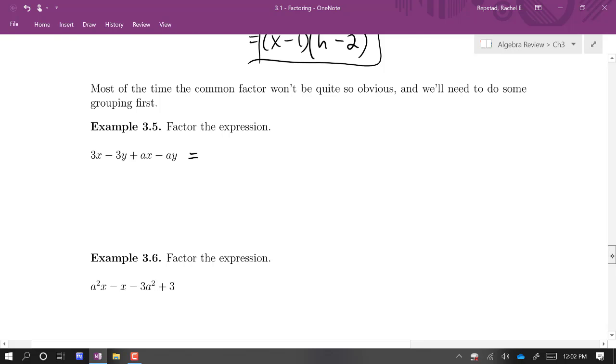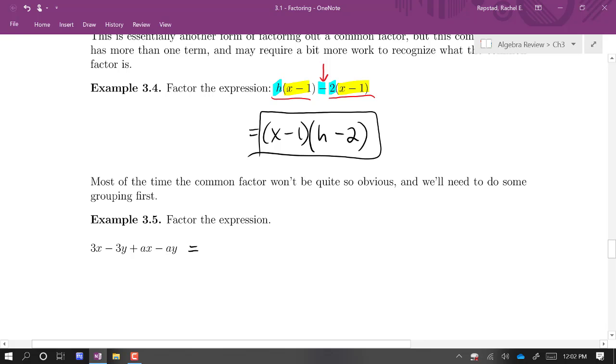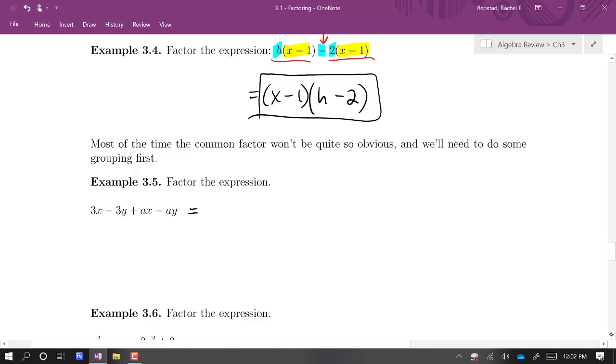So in that one, they kind of did some of the work for us in the beginning. We saw that we were subtracting a couple of products. In example 3.5, at first it looks like it's just 4 terms. But I'm going to group it like this, those 2 terms and those 2 terms. In the first couple of terms, I see that they have a common factor of 3. So I'm going to factor the 3 out of the first 2 terms, and then inside is x minus y. And then I'm bringing this plus over. In the second couple of terms, I could factor out an a, and then I get an x minus y.